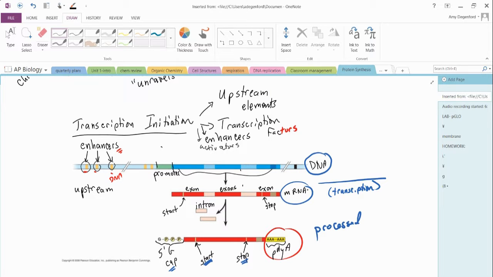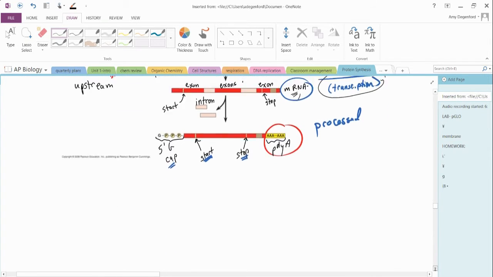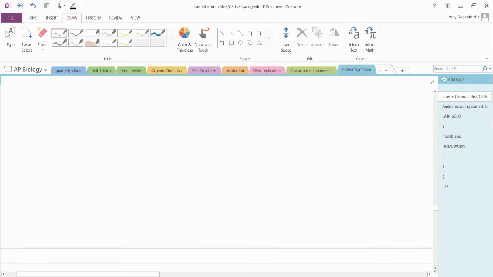Now, this is a nice way to practice. We've got our DNA and then mRNA. So right here should be transcription. DNA is transcribed into mRNA. And then mRNA is going to be processed here. We're going to splice out those introns, and then we're going to get our mature mRNA strand. So how does this work? Well, let's take another picture.